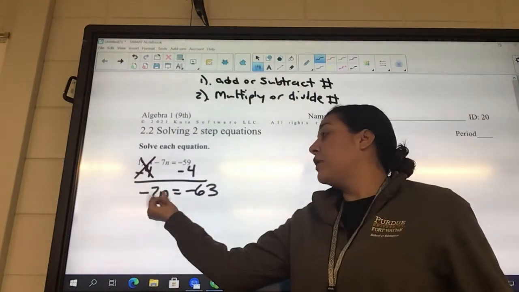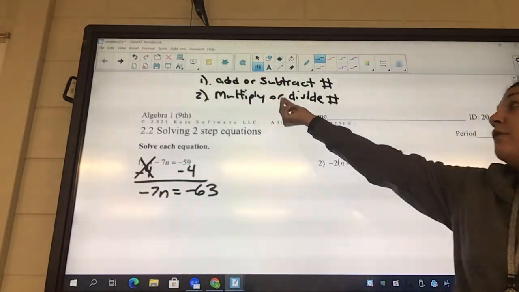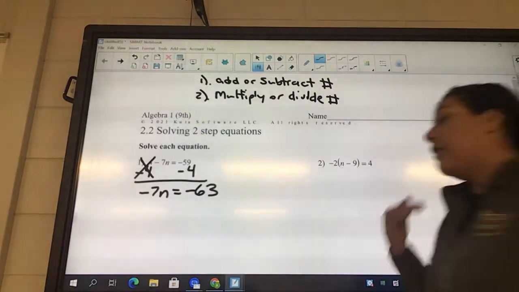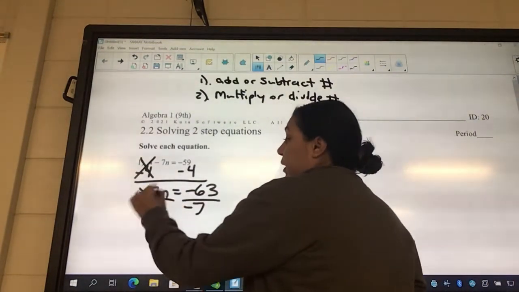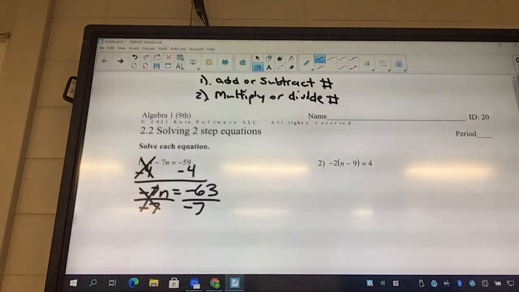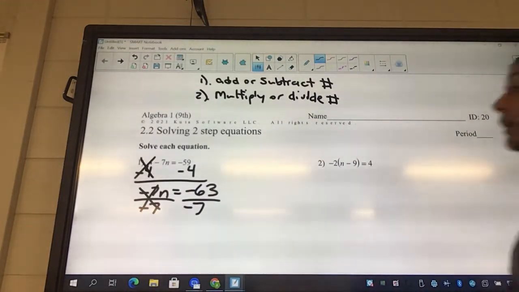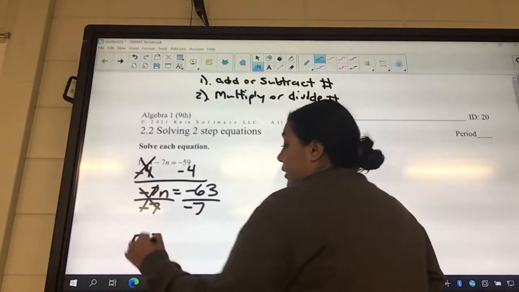And so in order to break this up, that's where our multiply or divide comes in. Every single time you're going to take these steps. So we're going to say negative 7 divided by negative 7. Sometimes it's going to be multiply, sometimes it's going to be divide. It just depends. So we're going to say n equals 9.